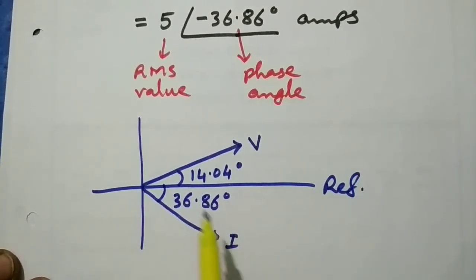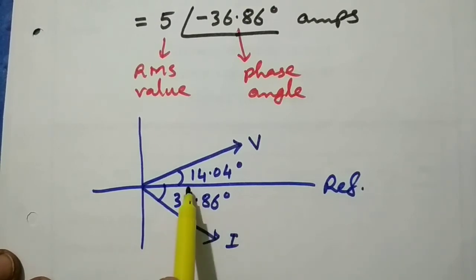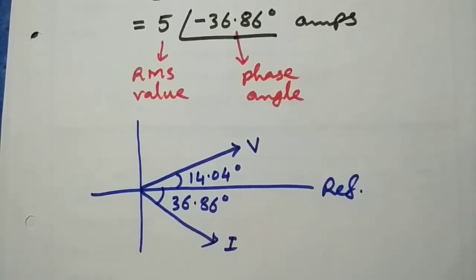So in this case, we can find the angle between voltage and current. We can simply add these two angles. So in this way also we can apply the concept of the complex notation in case of voltage and current.